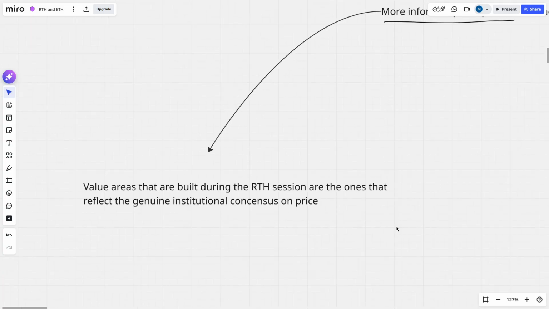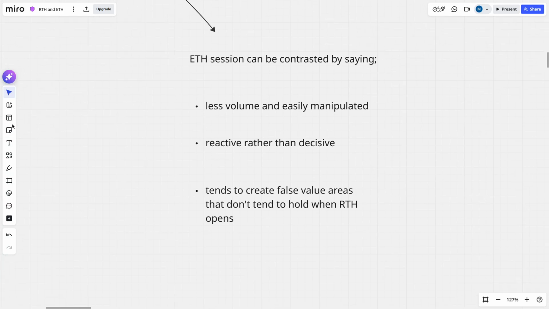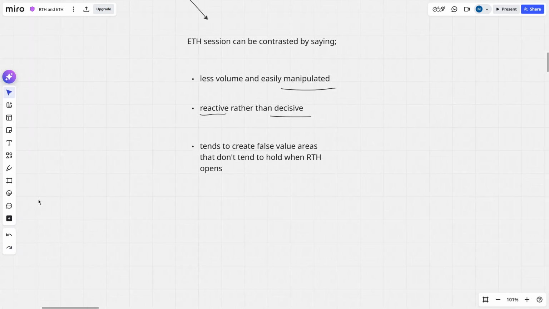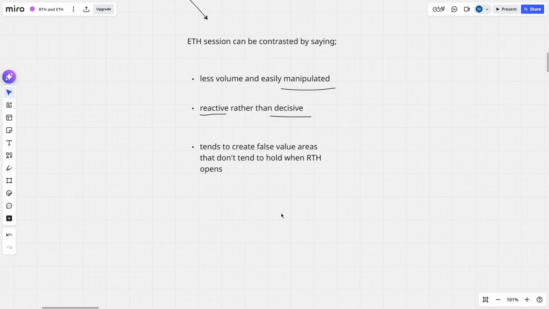If this is the case for the RTH session, we can contrast this with the ETH session by saying that there's less volume and it's easily manipulated. It's reactive rather than decisive. So contrary to what I said about the RTH being informed, this is more reacting off of these macroeconomic news that comes out and other things like that. And it tends to create these false value areas that do not tend to hold when RTH opens. You will tend to see, and I will show this in examples, that this is factual and through testing and data that these levels do not hold as well as RTH levels do.